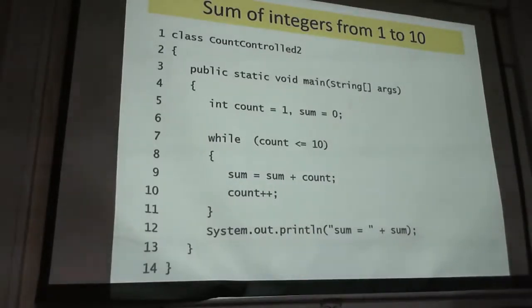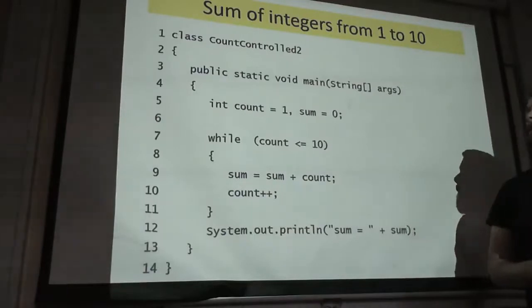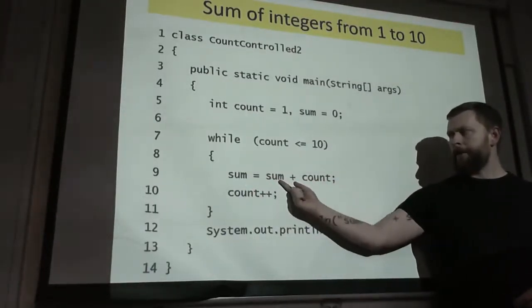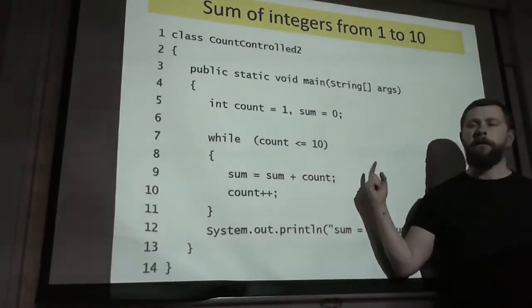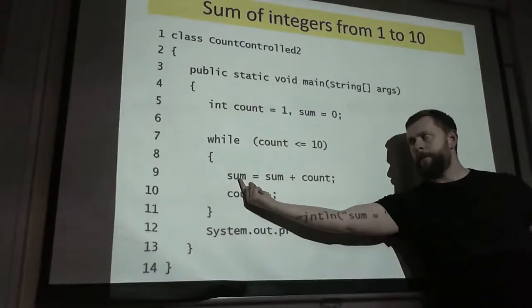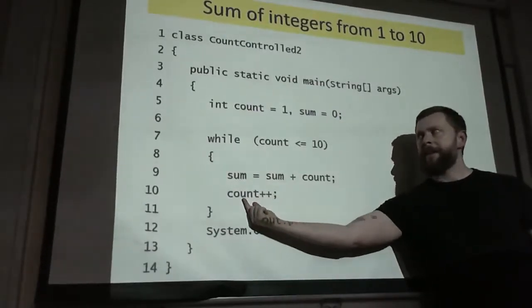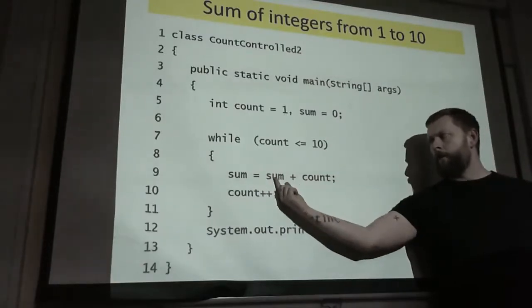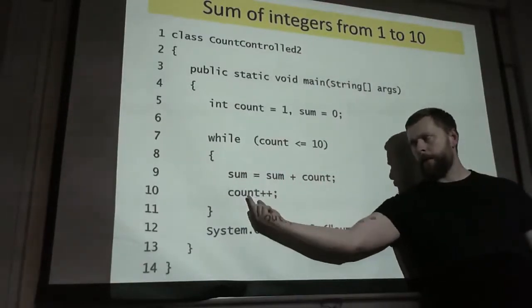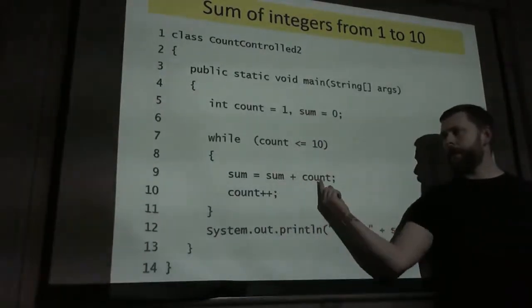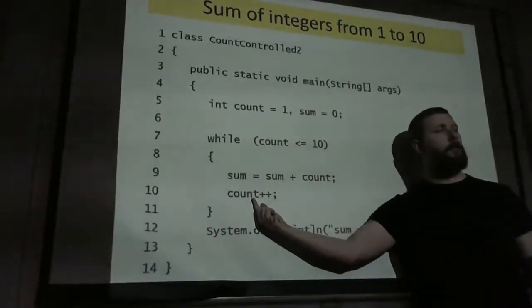My loop will go while count is less than or equal to 10. The body of my loop is that the value of sum is the existing value of sum plus the existing value of count. So it starts off with 0 plus 1. So we put 1 in there. We increment count and we go back up. 2 is less than 10. So now we have 1 plus 2 gives us 3. We increase this to 3. 3 is less than 10. We have 3 plus 3 gives us 6. This goes up to 4.